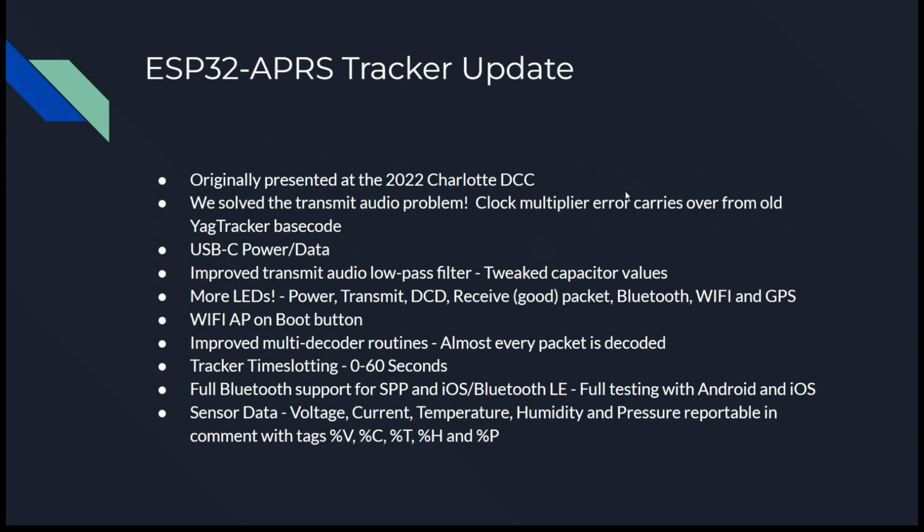We also have the tracker time slotting feature, and this basically is using the GPS to time slot multiple trackers, so you can tell tracker 1 to start at the 0 of the 60 seconds of the minute. You can tell tracker 2 to do it at 5 seconds, 3 is at 10 seconds, and so forth. This ensures that if you have multiple trackers on the channel, they will all transmit in their little time slot and never transmit over top of each other. So that's a new feature we added in.